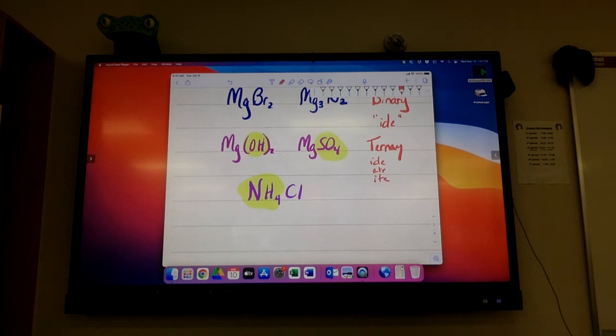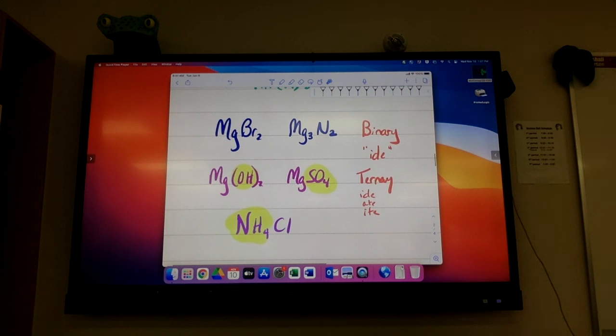But you don't change the ending. It comes already changed for you. So this right here is hydroxide. You don't change the ending. This is sulfate. It's changed for you. This is ammonium. It doesn't have an ending change because it's acting like a metal. And cyanide. So for the binary ones, what do you mean change the ending? So this is bromide, not bromine. This is nitride, not nitrogen. Okay.